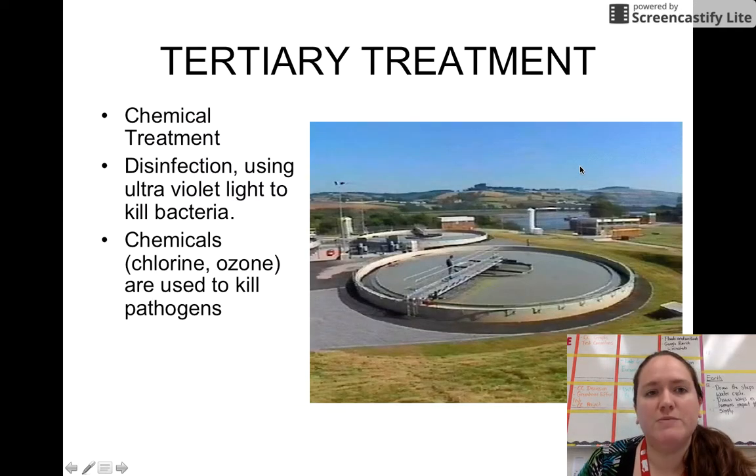So tertiary treatment is your chemical treatment. Basically, different chemicals like chlorine or ozone are added to the water to kill any pathogens that are there. We also use ultraviolet light to kill bacteria. Those are just some of the ways that we can actually do this.